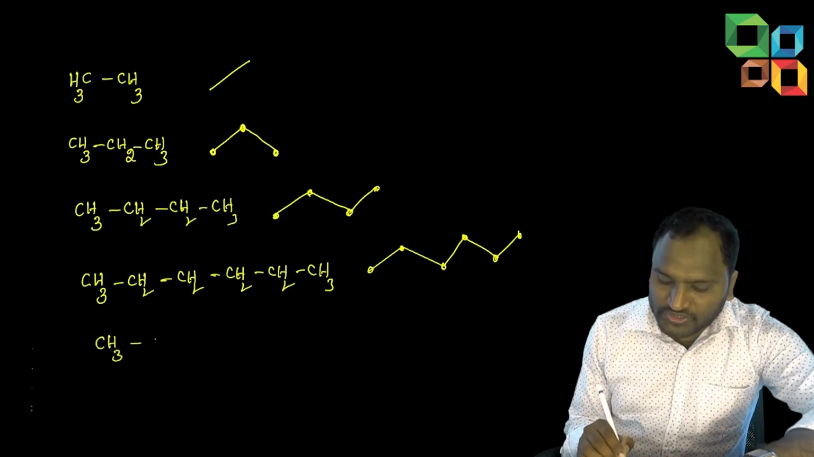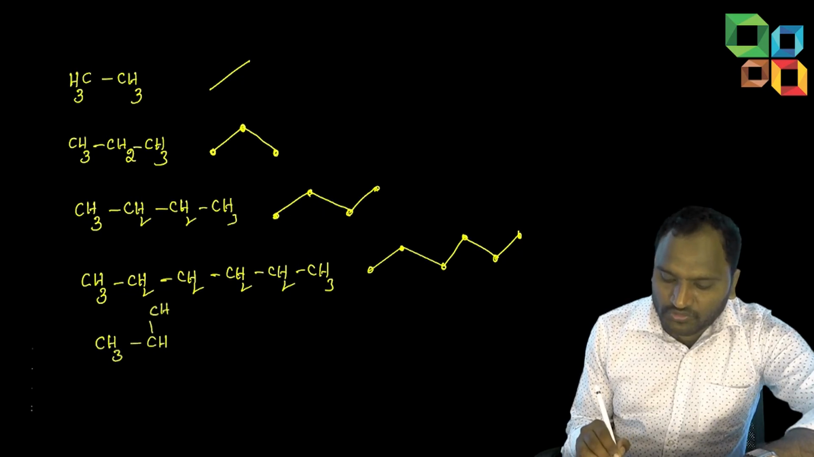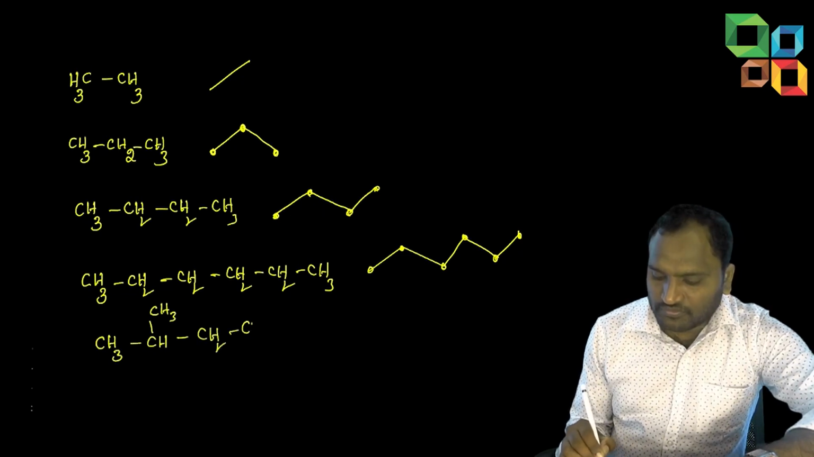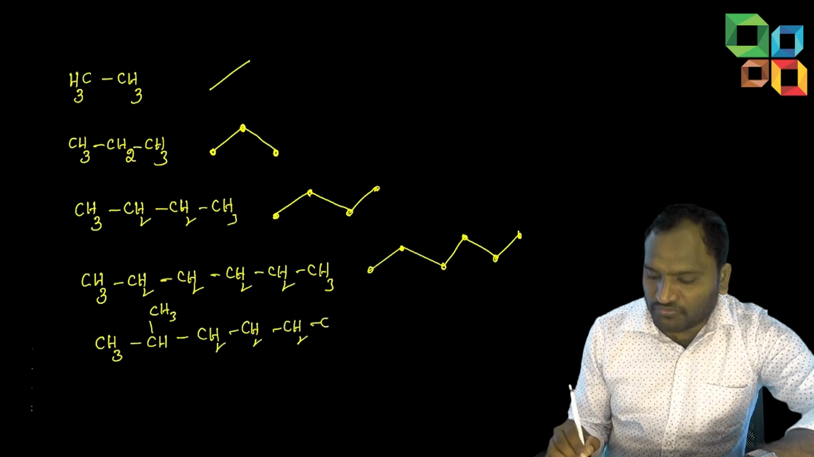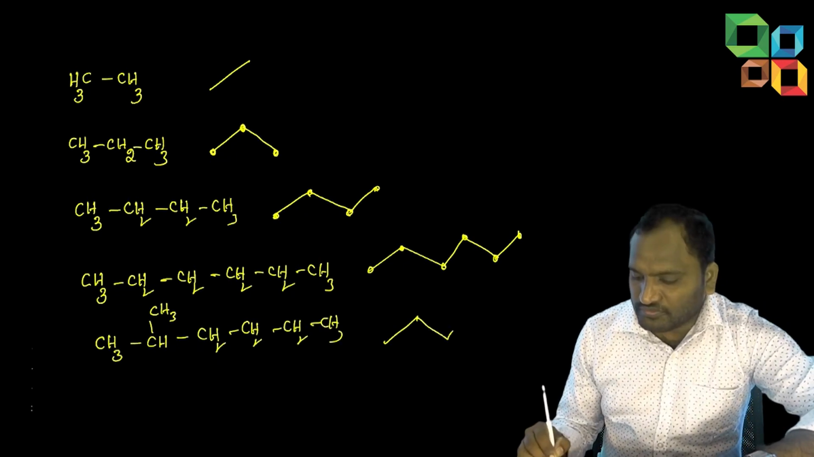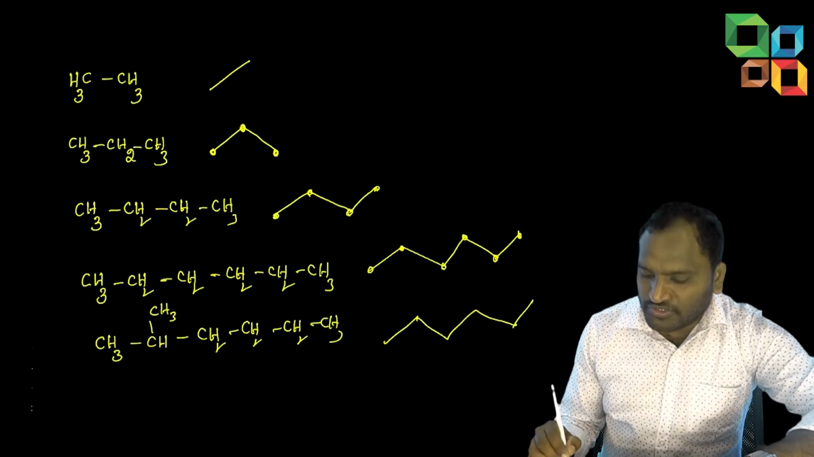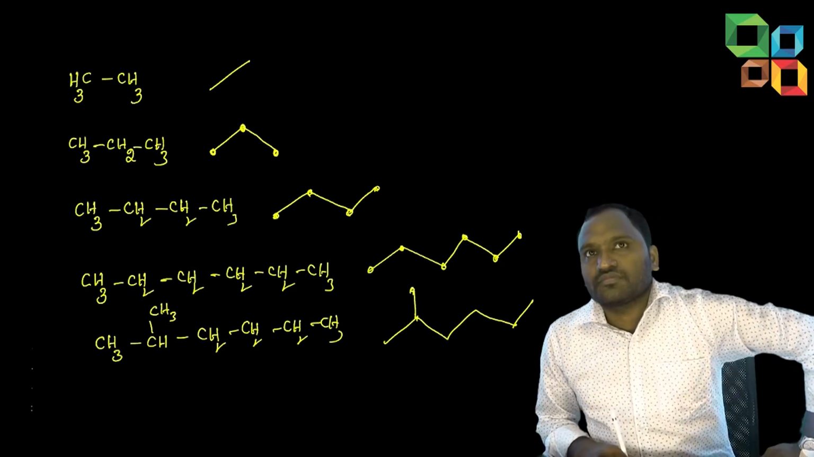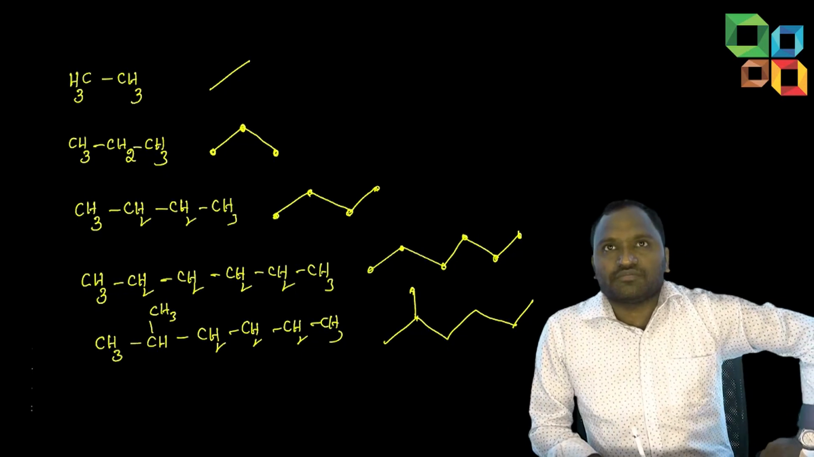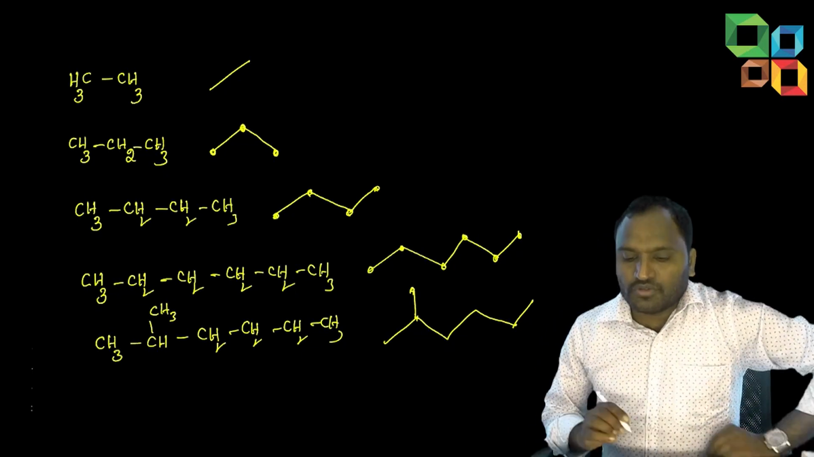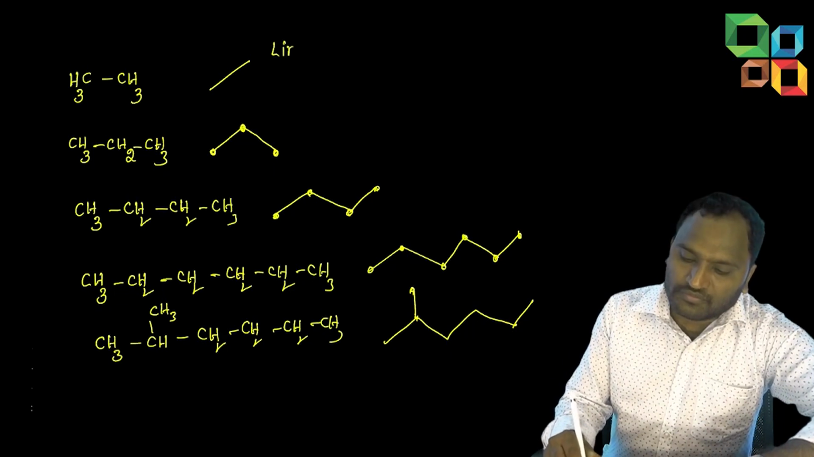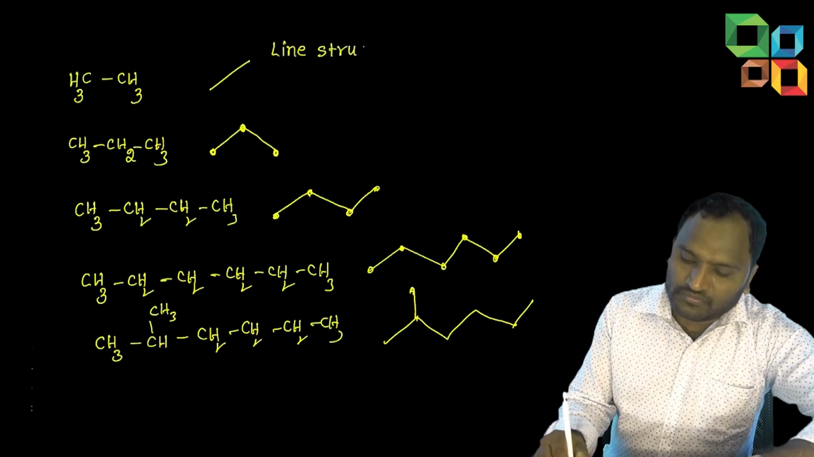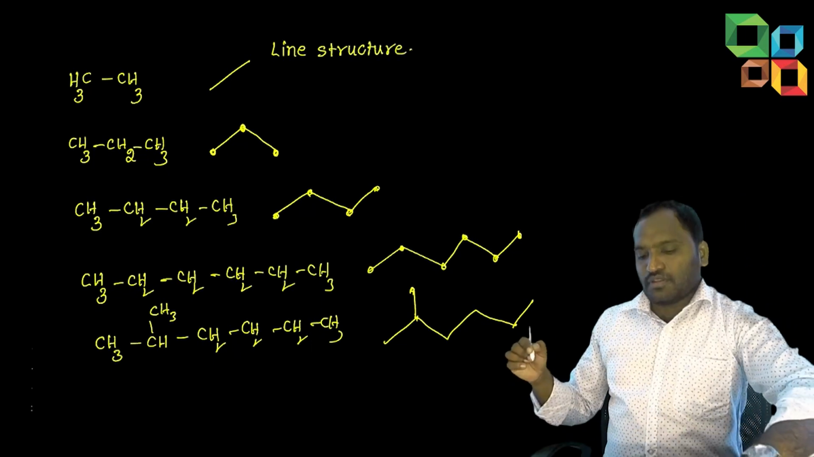Here, one of the hydrogens is replaced by one more methyl group. How to represent in line form? One methyl group means one line. See, students? Here, this represents one methyl group. Ethyl group means you have to take one more line. This is about line structure. Next side heading, unsaturated hydrocarbons.